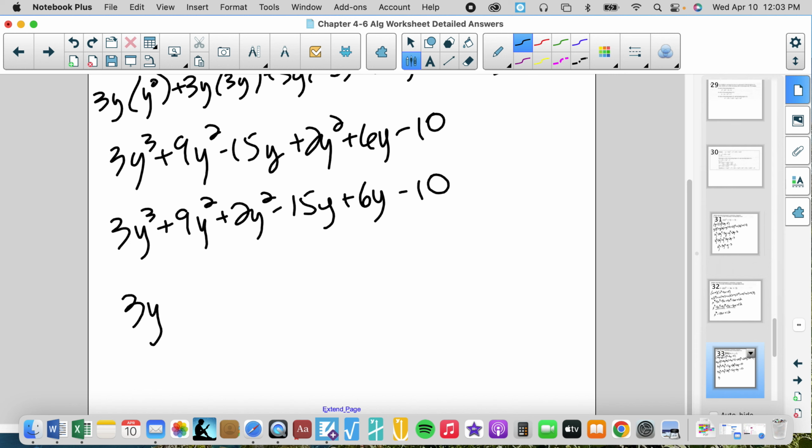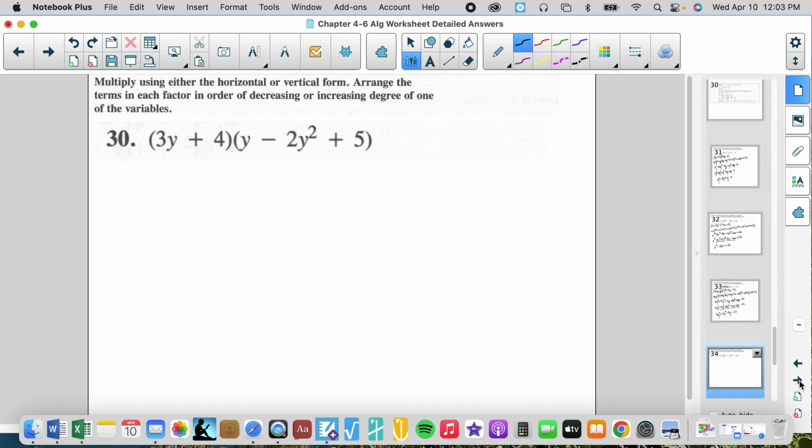Now I have my 3y cubed. It doesn't have a pair. This does, which makes 11y squared. This does, which makes negative 9y minus 10. A couple more to finish. That's already in standard form. And then we're going to write this in standard form.